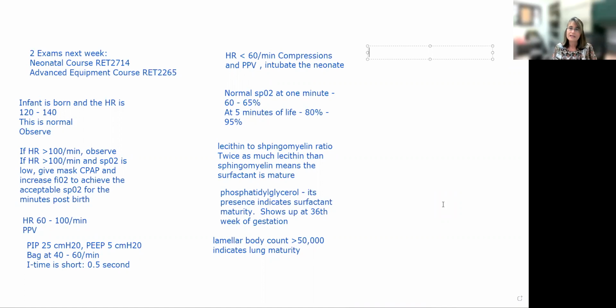Heart rate less than 60. Yes, you need to be bagging, but you also need to be doing compressions. Get the newborn intubated. They'll probably start a line in their umbilical cord and give epinephrine.